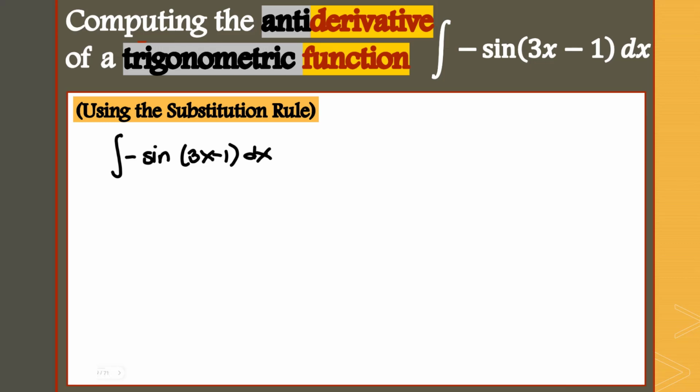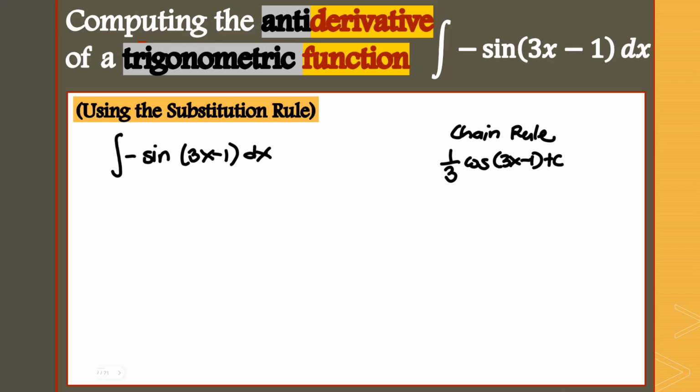This is the same item in the previous video. Please check that for your own consumption, where we had the answer at this item: 1/3 of cosine of 3x minus 1 plus c. This was the result in the previous video. Let's verify this here using the substitution rule.